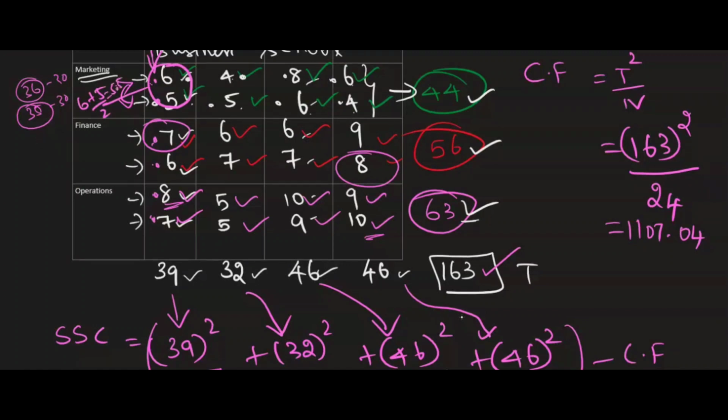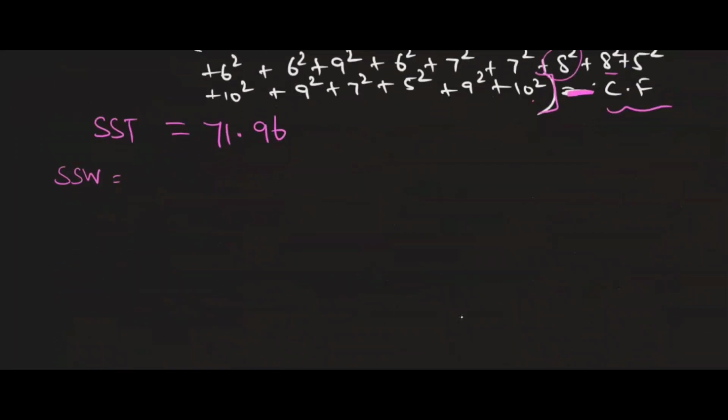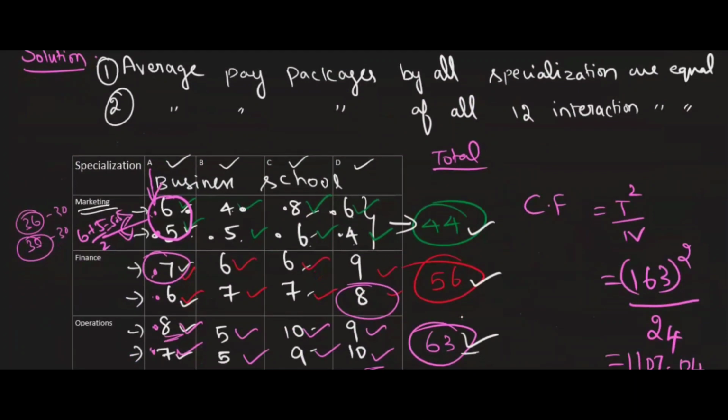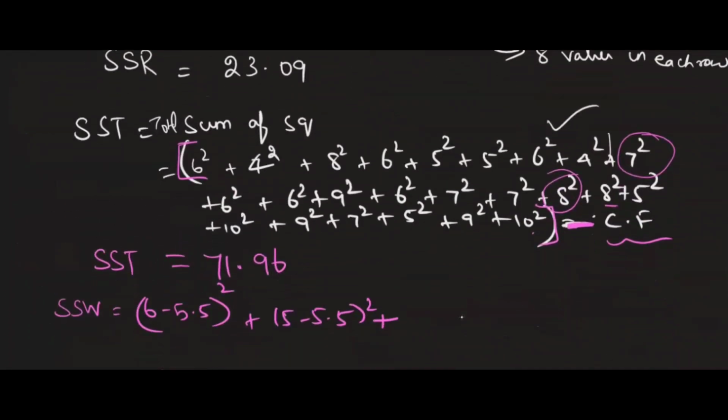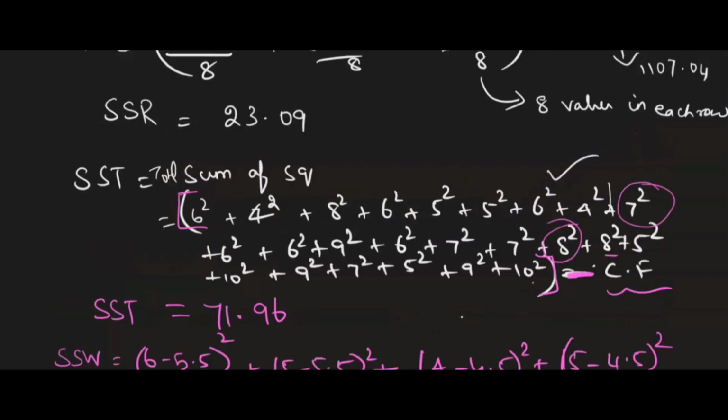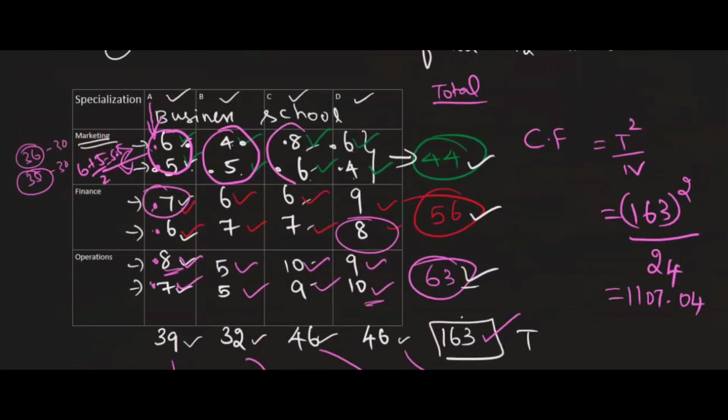So you will write 6 minus 5.5 the whole square plus 5 minus 5.5 the whole square. Plus, if you check the second one, the average of 4 and 5, you have to write like this for all. 4 and 5 average is 4.5. So I will write plus 4 minus 4.5 the whole square plus 5 minus 4.5 the whole square. And again the next one, the average of 6 and 8, which is 6 plus 8 by 2, is 7.